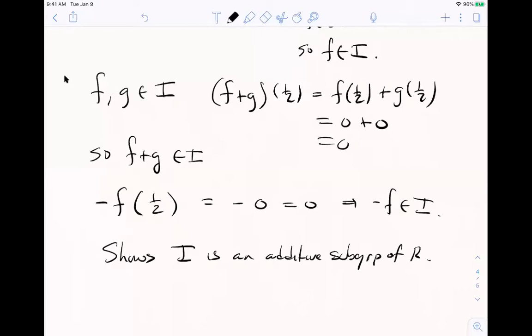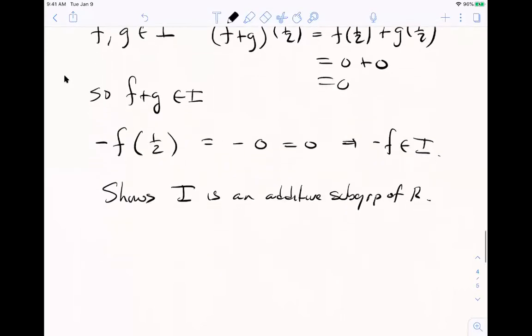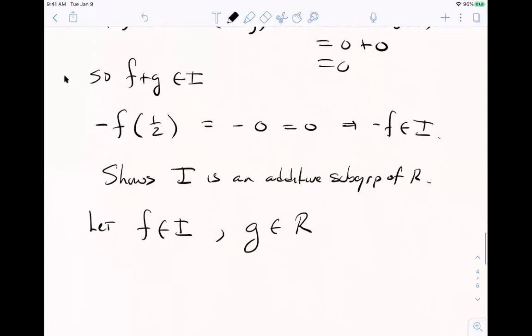All right, so we just have to show the sticky property. Let's take some element f in I and some element g in this ring. All right, and what do I have to do? I have to show that f times g and g times f both belong to I.